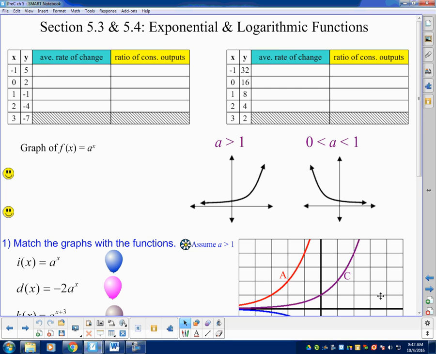All right, so exponential functions. We're just going to look at the exponential functions today, and then you'll do that part of the book assignment. So comparing linear and exponential functions. The growth rate is different.